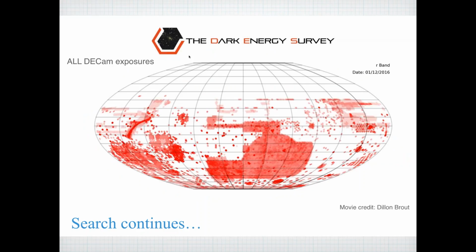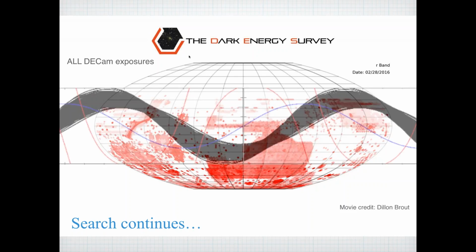But it's also possible to look for this thing not just in the Dark Energy Survey data, but in all of the data that were taken using DECam. So DECam is a community instrument. It's been used by many people around the world. This picture shows all the exposures that were taken in the R band by DECam as of a little earlier this year. So we could, in principle, search in that data as well.